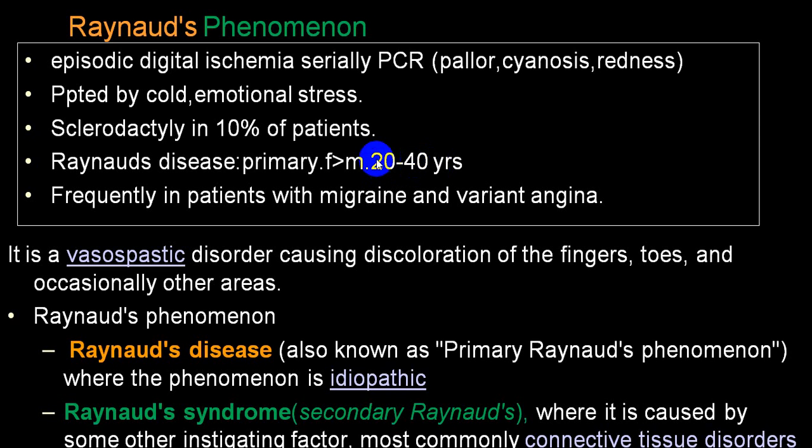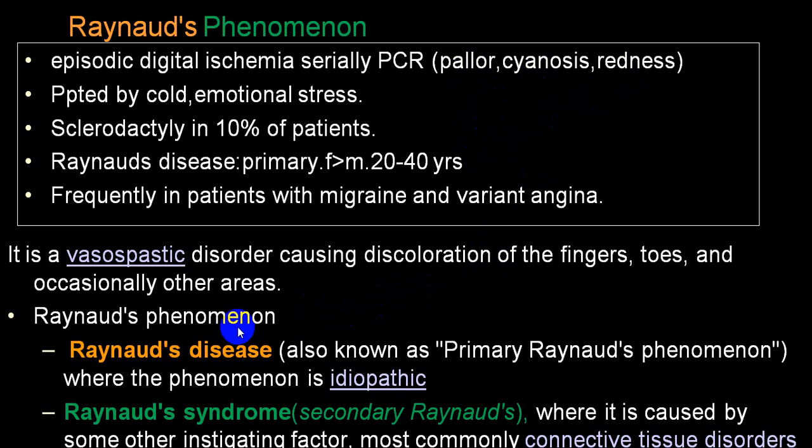Good number of times these people have associated migraine or variant angina, which are also vasospastic disorders. So basically it is a vasospastic disorder where because of the spasm of the artery, there is a discoloration because of ischemia. Initially you develop pallor followed by cyanosis, and when the spasm is relieved, there will be appearance of redness.